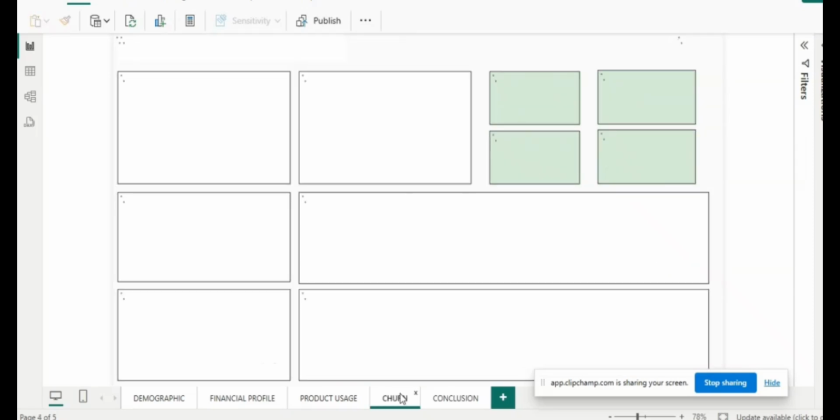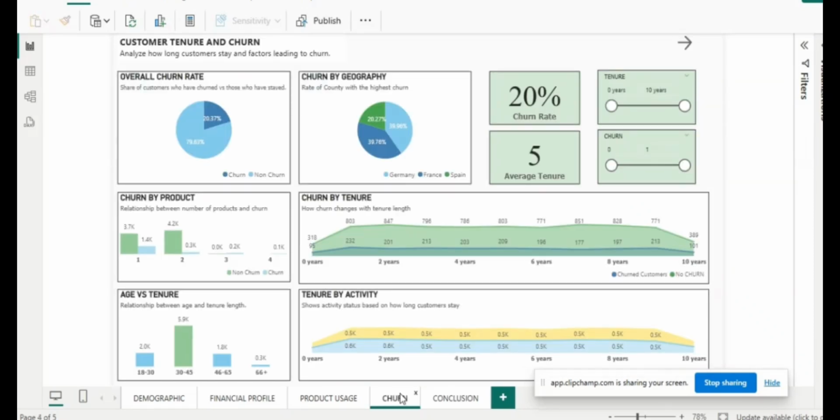So let's go to the churn. So we have the overall churn rate. The churn is 20.37, the non-churn is 79.63. The bank is really doing well because their non-churn, the customers that they are still retaining, are still there. They just need to work on this 20.37%.